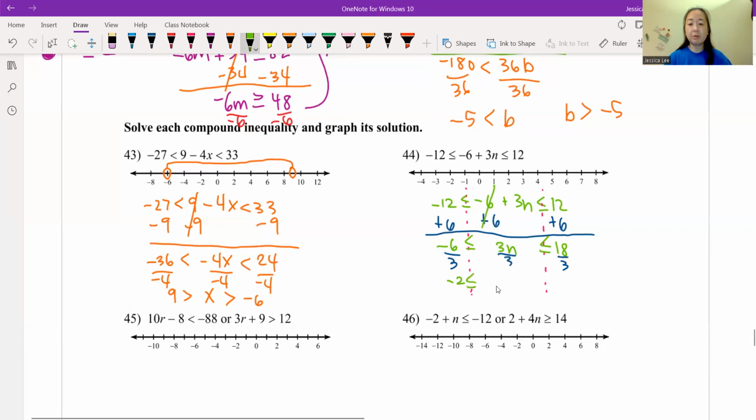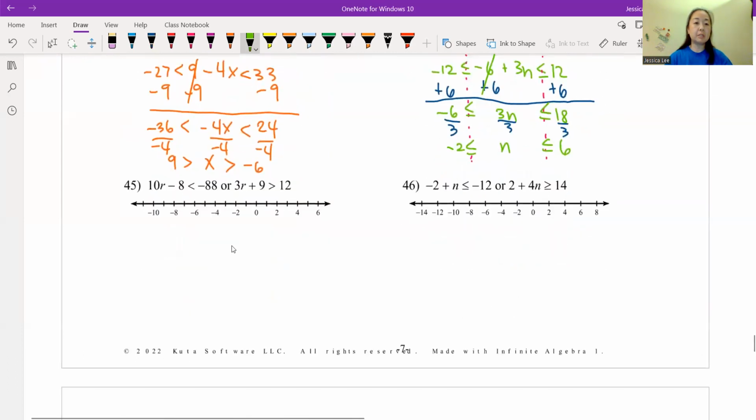This negative 2 is less than or equal to n, which is less than or equal to 6. So again, these are with the lines underneath, so it can equal it. It's a closed circle at negative 2 and at 6, and we're going to just put a line in between, because n is somewhere in between there. It could be anything in between there. There's a lot of possibilities, right? So that's how you do those.